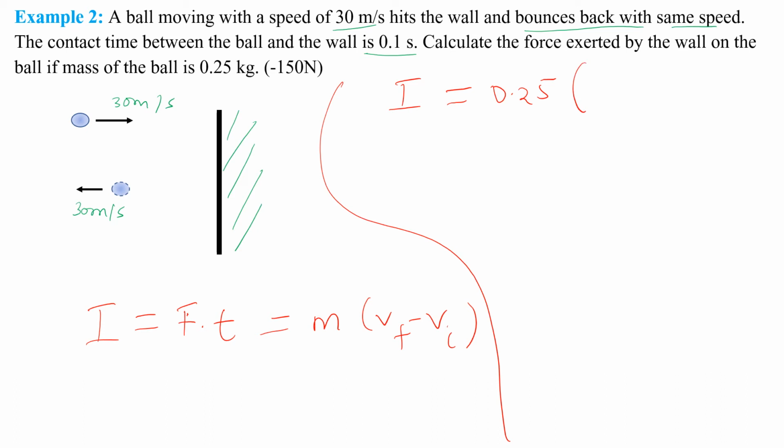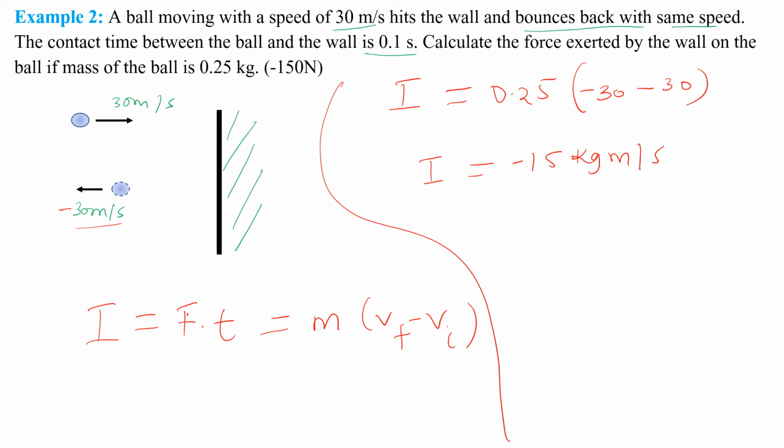The first velocity is 30 meters per second to the right, and the last velocity is 30 meters per second to the left. Because the last velocity is to the left, that's a negative direction, so it is given a negative sign. The final velocity is negative 30 meters per second minus the initial velocity, which is positive 30. If we feed this into the calculator, we finally get an answer of negative 15 kilogram meter per second.